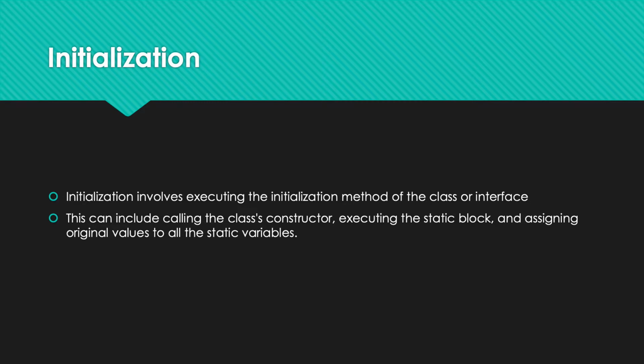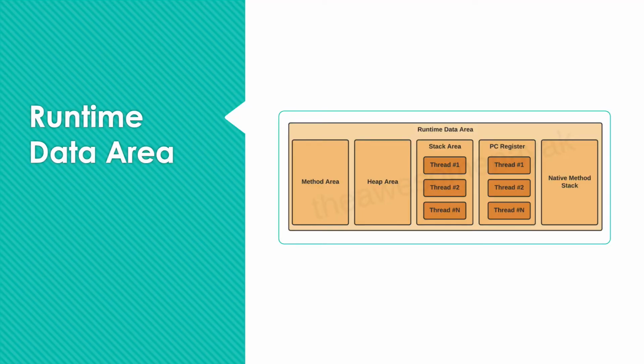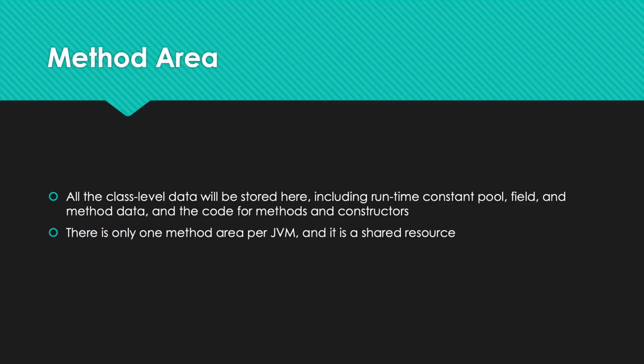So next thing we're going to see is the runtime data area. The runtime data area again has 5 different components. If you look at the diagram here, you'll see that it has a method area, heap area, stack area, PC register, and native method stack. We'll probably go into each one of them in a bit. So first, let's start with the method area.